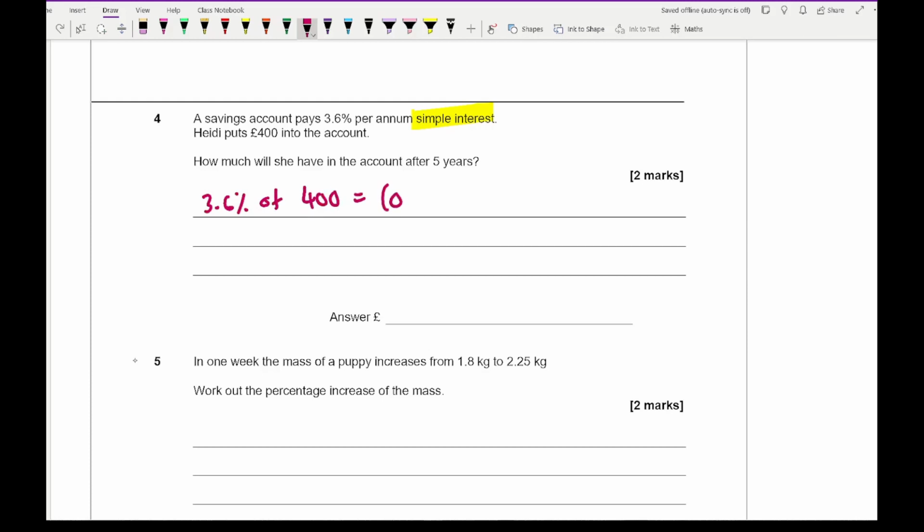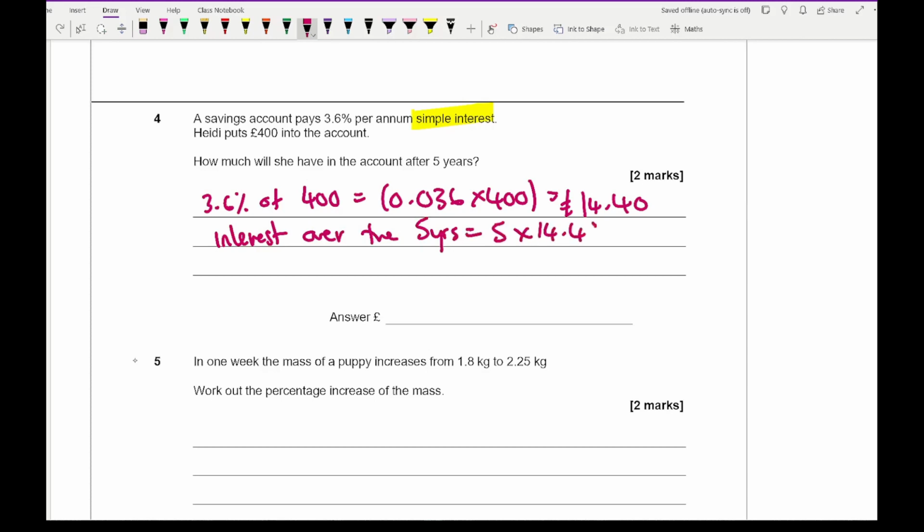Now how do I do that? Well, I'm just going to do 0.036 times 400, and this will give me the actual interest that she has accumulated after 1 year. And her interest amount is £14.40. So for every year she's going to get £14.40. So what I need to do then is, in terms of the interest over the 5 years, that is going to be 5 times 14.40, which is £72. And then because the question says how much will she have in the account after 5 years, our answer should be 400 plus 72, which is £472.